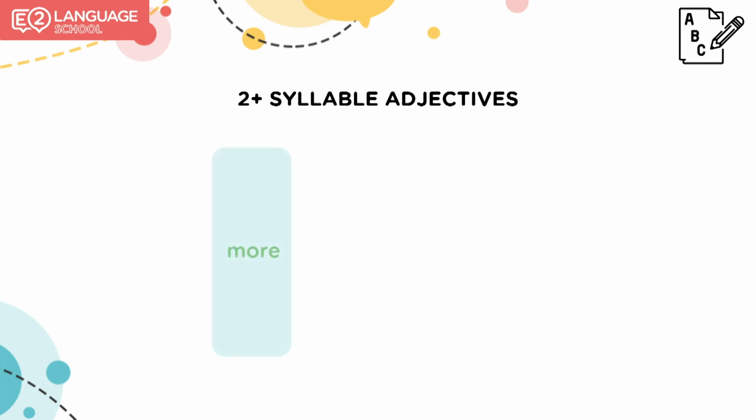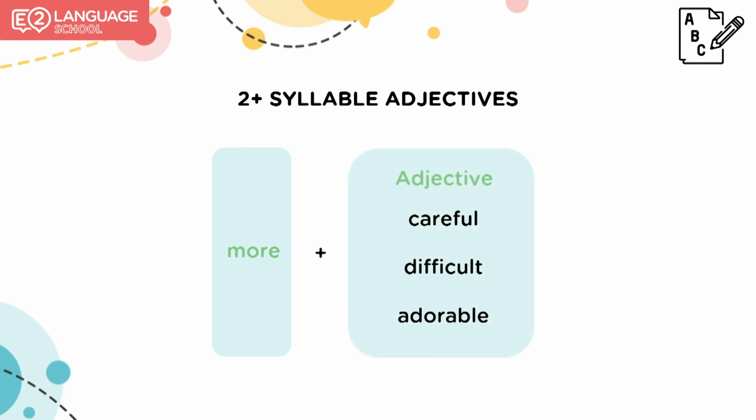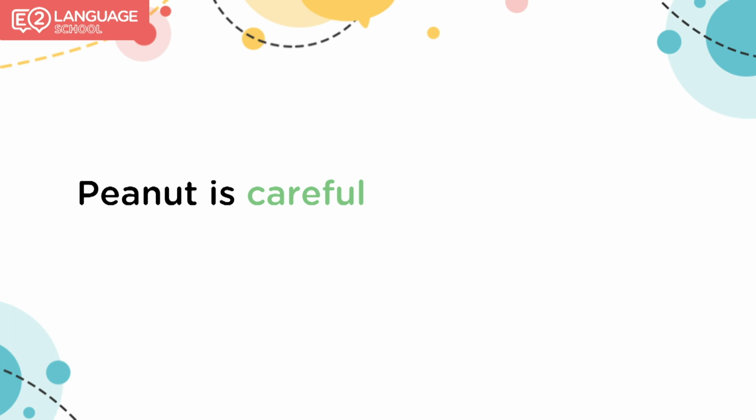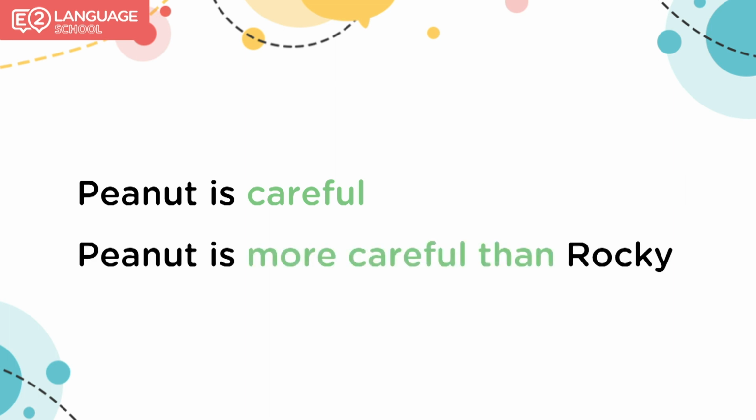So this is what we do. We don't delete anything, we add something before the adjective. So more careful, more difficult, more adorable. Let's have a look at an example sentence. Peanut is careful. Peanut is more careful than Rocky.